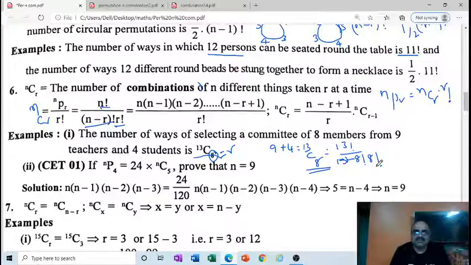Very simple aspects, friends. You need to be very, very clear about mentioning these things. Similar to what we did in nPr, we have one more sum, equating nP4 with a value. See, nP4 is equal to 24 into nC5. You have to find the value of n, and you must get n as 9.